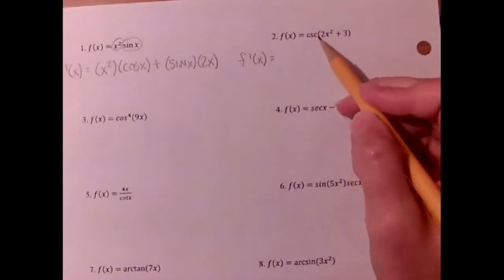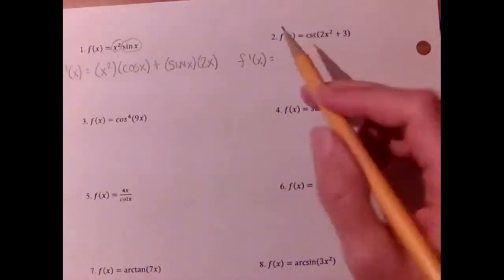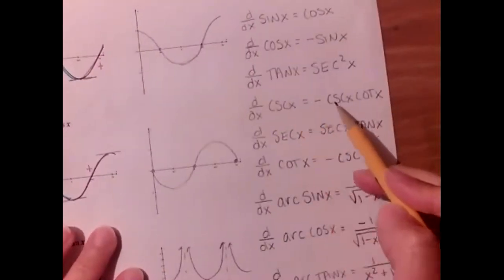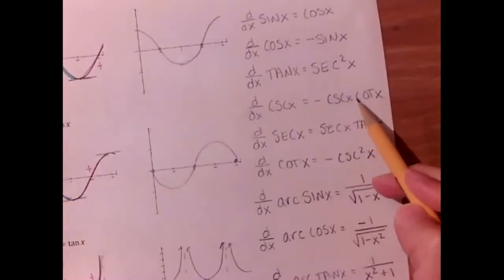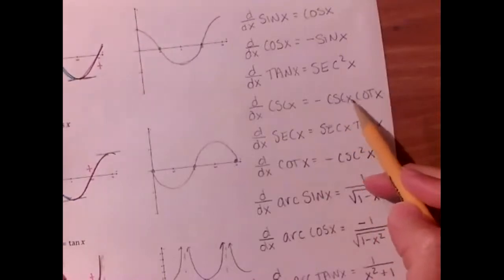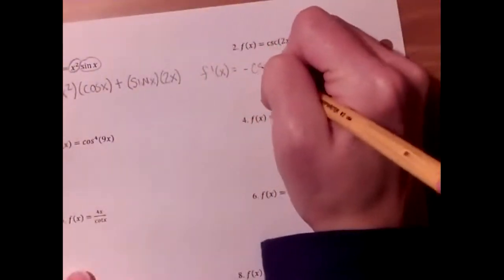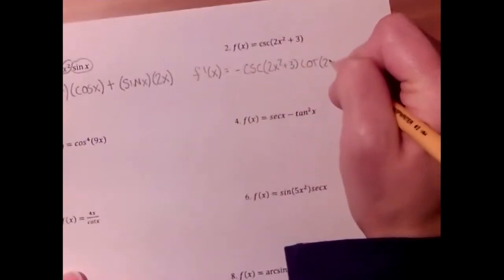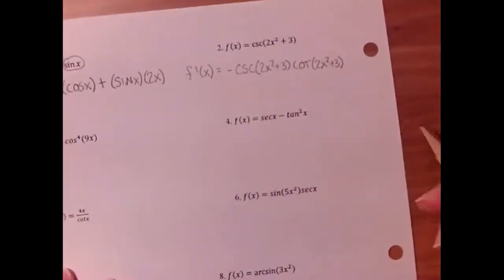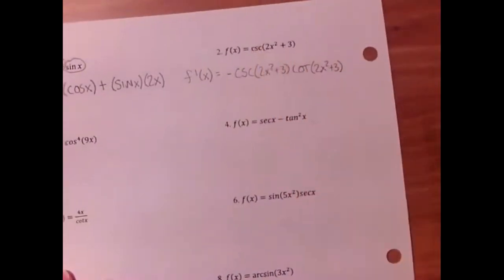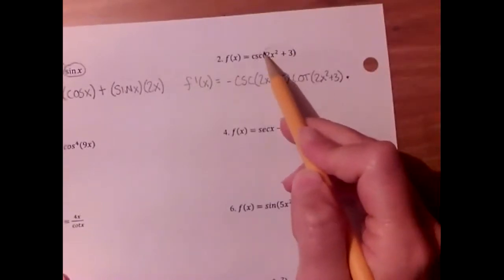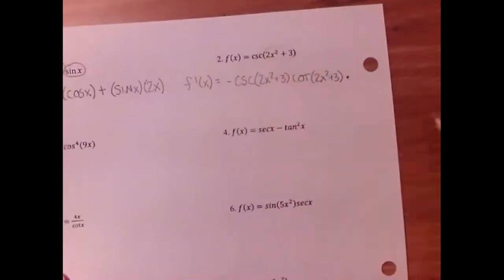The outside function is cosecant. So we're going to do that derivative first. And the derivative of cosecant is negative cosecant cotangent. Now here it just says x, but we're going to have to put all that stuff that was in the problem. So it is going to be negative cosecant of that stuff, cotangent of that stuff. So that's the derivative of the cosecant part. And then for the chain rule, I'm going to have to chain on the derivative of this inside part, which would just be 4x.